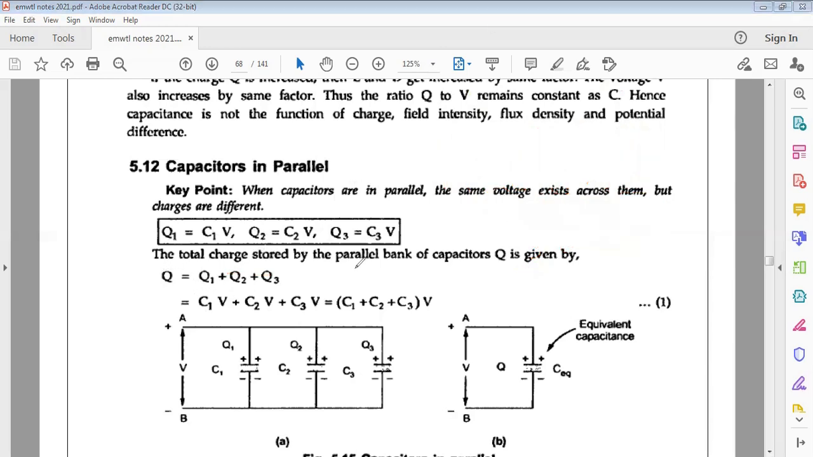The total charge stored in the parallel bank of capacitors, Q, is given by the sum of all the charges: Q1, Q2, and Q3. Here one plate is positive and the other is negative in each capacitor. The combination is C1 V, C2 V, C3 V, and so on. Taking V as common, we get C1 plus C2 plus C3. So C equivalent, with the applied voltage V and the charge Q, is C1 plus C2 plus C3.